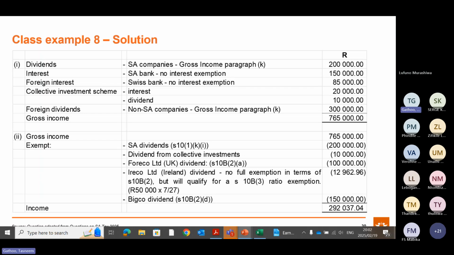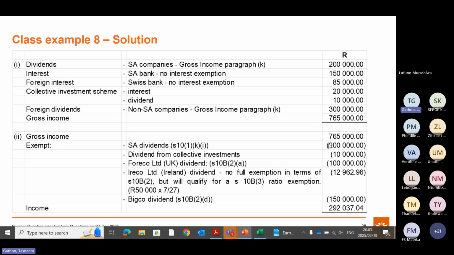Now, part B, or part 2 at least, asks you for your income. So now we're going to take this total gross income and apply the exemptions to calculate the income. If we break it down step by step, we know that local dividend income is always fully exempt. So this will be exempt in terms of Section 10(1)(k)(1), minus your 10,000.